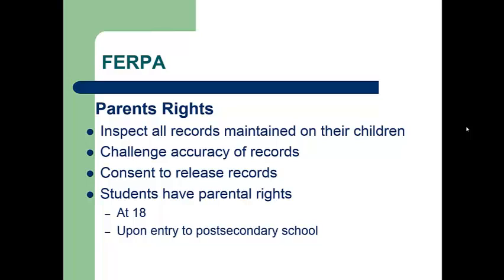So, some basic rights under FERPA for the parents. First of all, parents have the right to inspect all records that the school has on their child. If they want to inspect those records, they can inspect them. If the school doesn't have them accessible, the school has 45 days to get those records together for parents to inspect. They can challenge the accuracy of records.